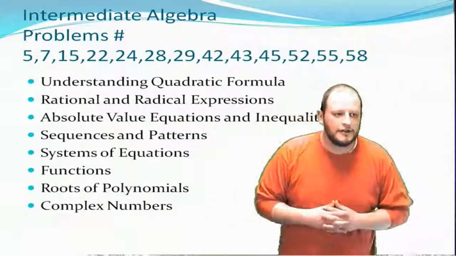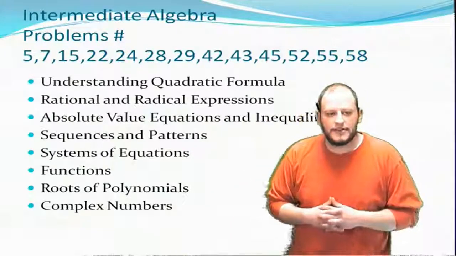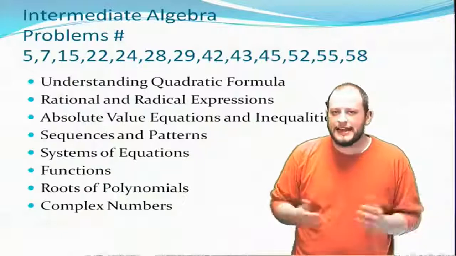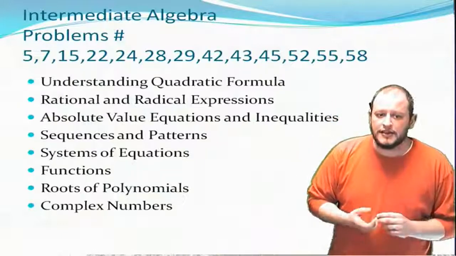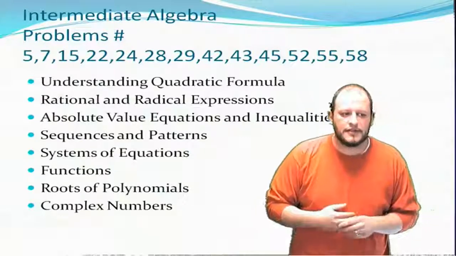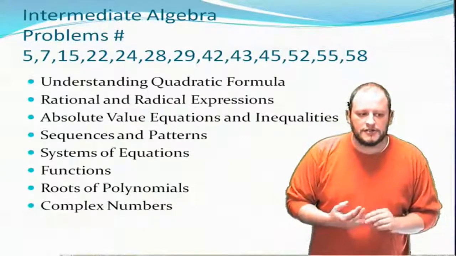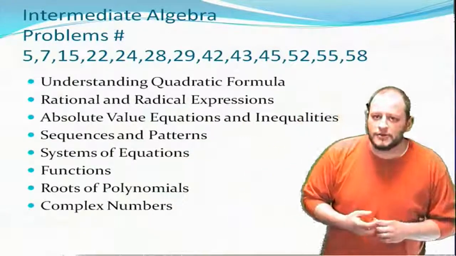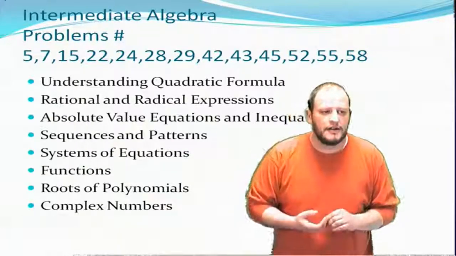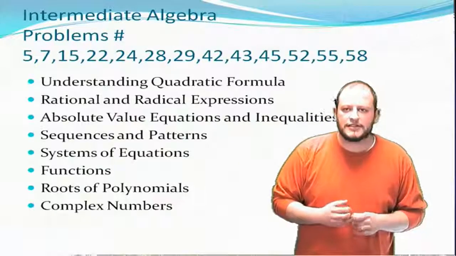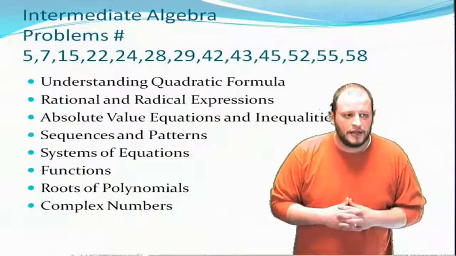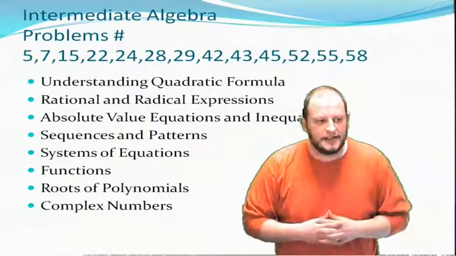So we're going to move on to intermediate algebra. These are the things we're going to try and get through for section 2. We've got understanding the quadratic formula, rational and radical expressions. What does that mean? Absolute value equations and inequalities. So what does that mean and how do we solve those? We're going to talk about sequences and patterns a little bit, systems of equations, functions, roots of polynomials, and complex numbers. So this content is going to get trickier. It's going to get a little harder, and hopefully I can show you some useful tricks that when it comes time to take the test, you'll find some use for those. So without further ado, we'll get started.